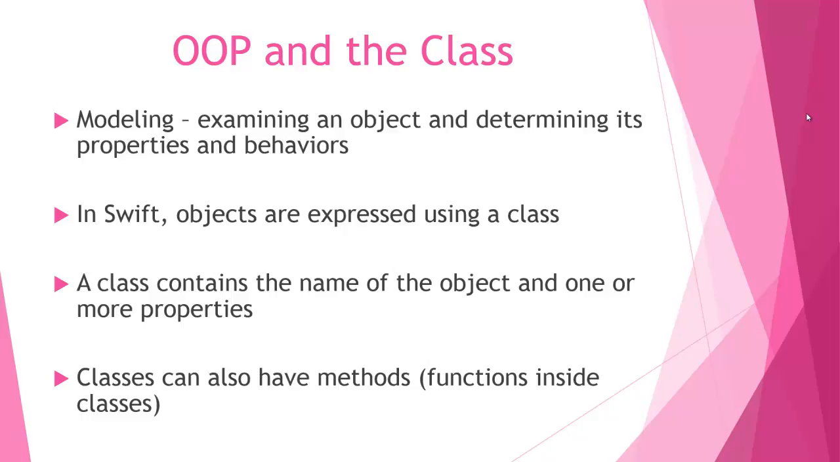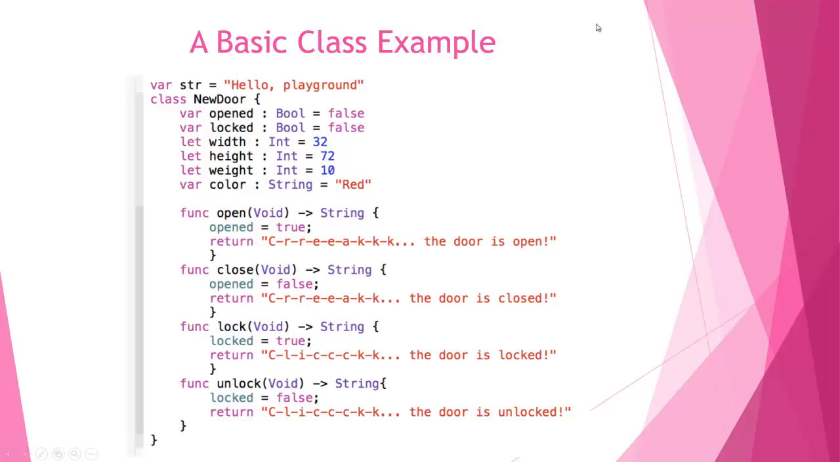Alright, so here's an example of a basic class. We do class, new door, and then we declare our variables, and then we create any methods that we need. So in this case, we're creating a class called new door. And then I've got several functions in here, but remember a function inside a class is called a method, which gets confusing. But I can open the door, I can close the door, I can lock the door, or I can unlock the door.